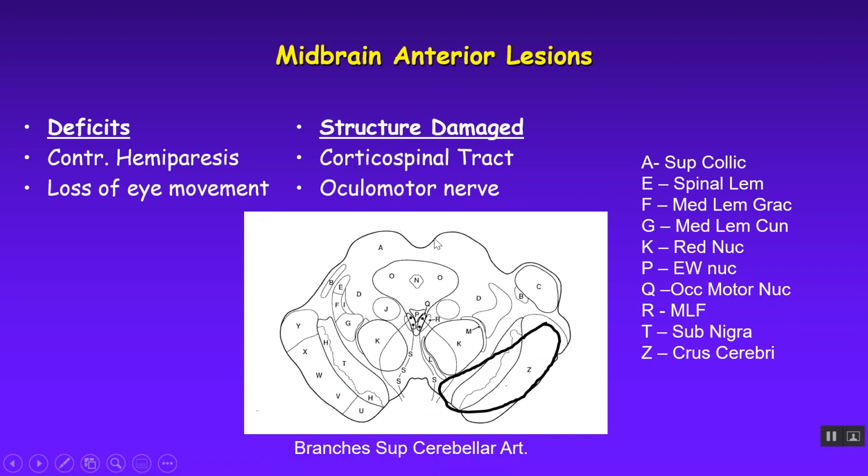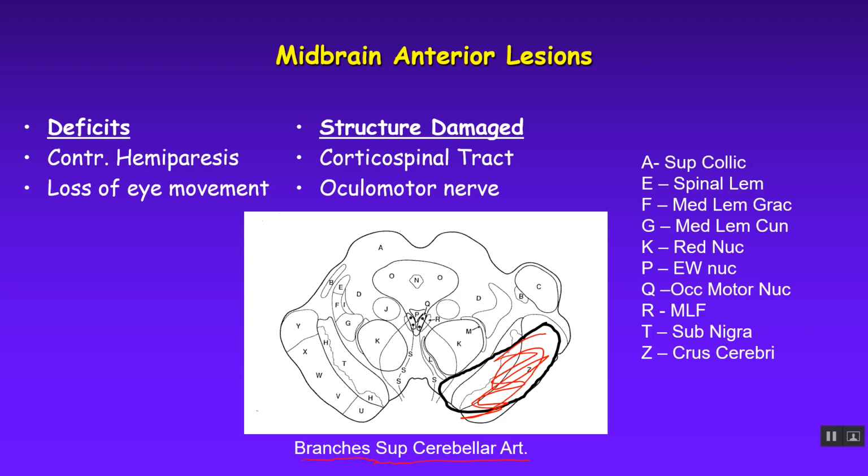All right, so we're going through cross sections and looking at lesions of cross sections in the brainstem that can affect function. The next one we're going to talk about is the midbrain anterior lesion. So this is a midbrain anterior lesion. Generally encompasses somewhere around this area here. It's due to blockages or damage to branches of the superior cerebellar artery. Okay, superior cerebellar artery.